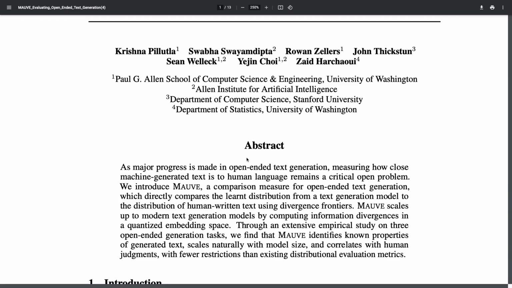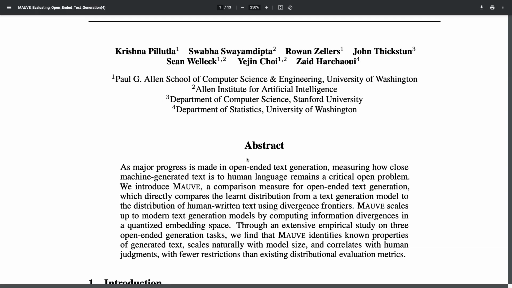But an important frontier that this paper tries to address is: how can we measure quantitatively the similarity of machine-generated text to human text? Can we come up with a metric which is reliable and close to human judgments? This paper introduces MAUVE, a comparison measure for open-ended text generation.